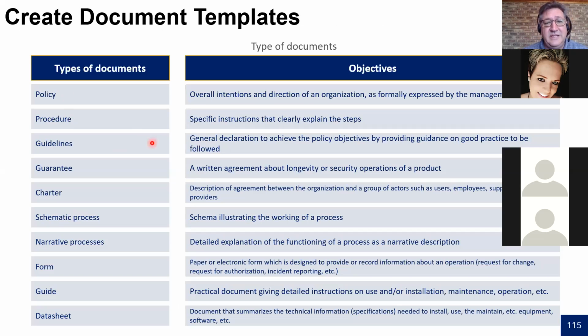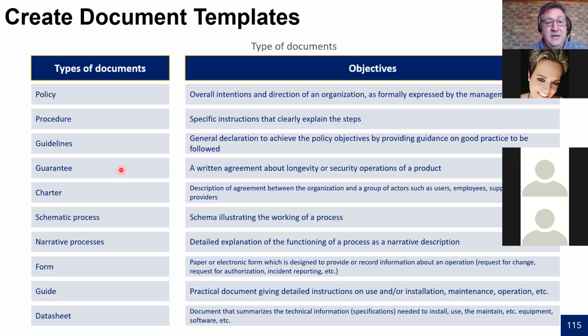Guidelines: a general declaration to achieve the policy objectives by providing guidance on good practices to be followed. Now that is for me a level 2 document because it is coming out of your policy. It is going forward, and you can see the policy is being used. So the policy is a level 1 document. Guidelines is then a level 2 document.